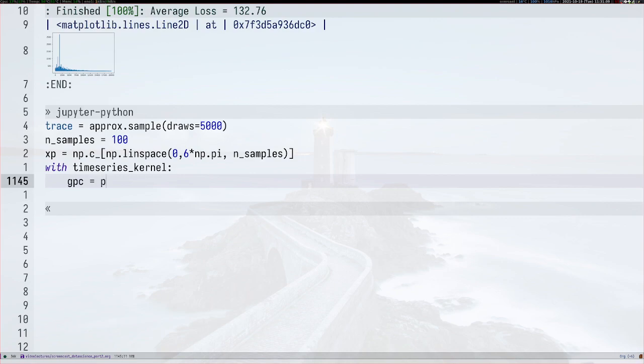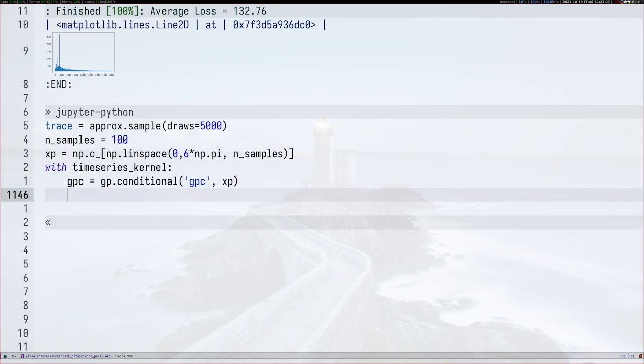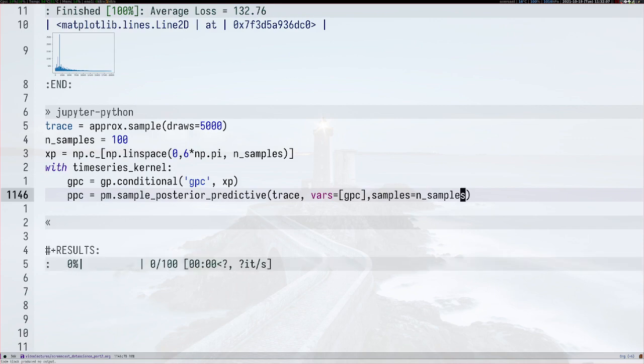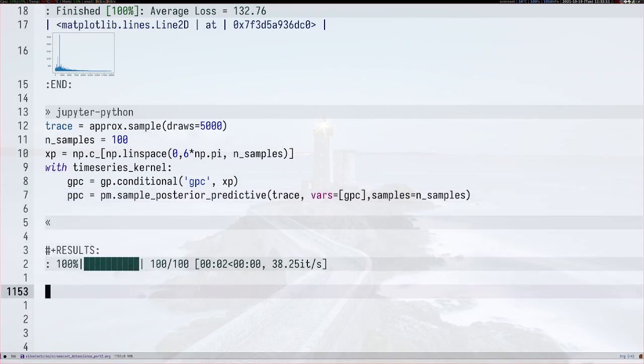GPC is equal to GP conditional. I repeat the name of the variable, GPC. And that's XP, so that's that range that we just specified, the same range that we specified above. So then we get PPC equals to pymc3 sample posterior predictive. We're going to sample from the trace, which we just defined. Vars is going to be equal to GPC, so our x variables, and then the number of samples that we want here is equal to n samples. Let's see whether we make any mistake here. No, it seems to be running, so that seems to be working fine.